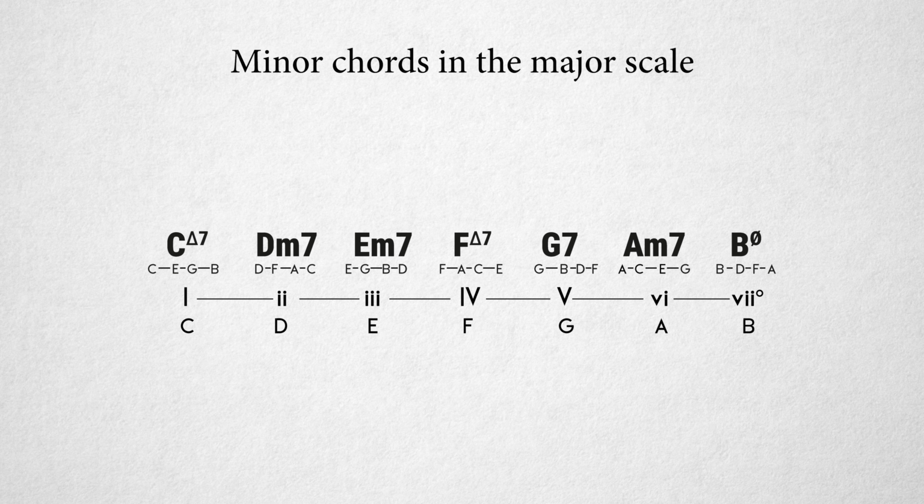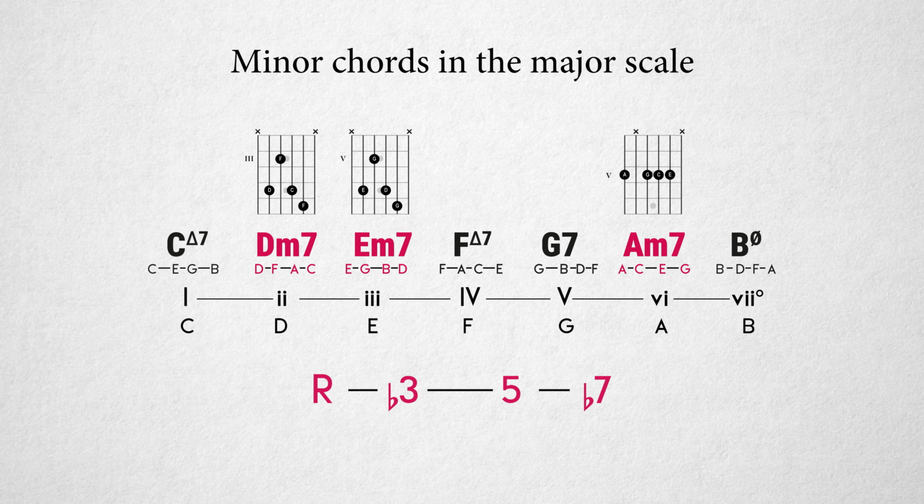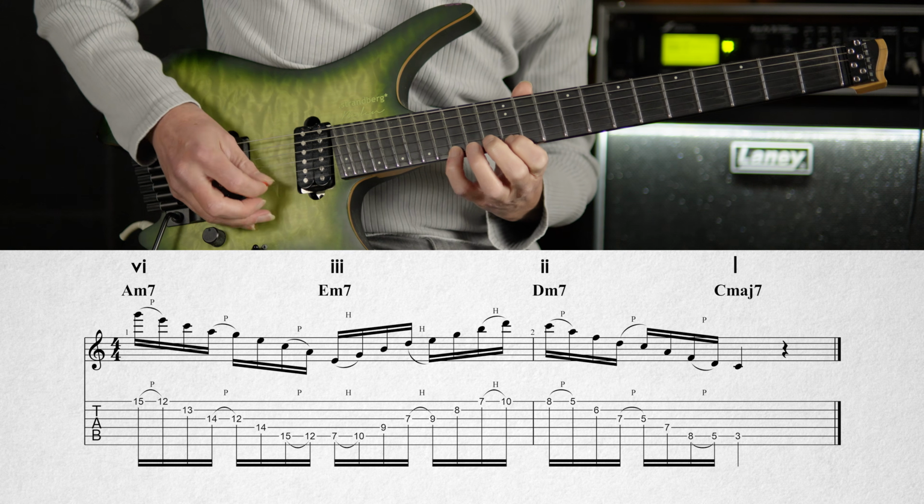Now, in a major key, for instance in C major, we'll find minor 7 chords on the 2nd, 3rd and 6th degree. D minor 7, E minor 7 and A minor 7, all built from a tonic, minor 3rd, perfect 5th and minor 7th degree.